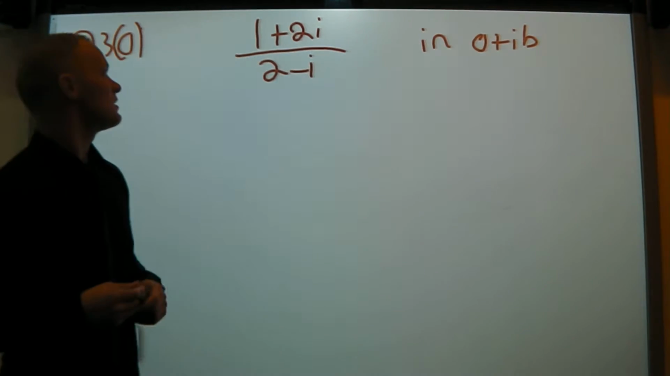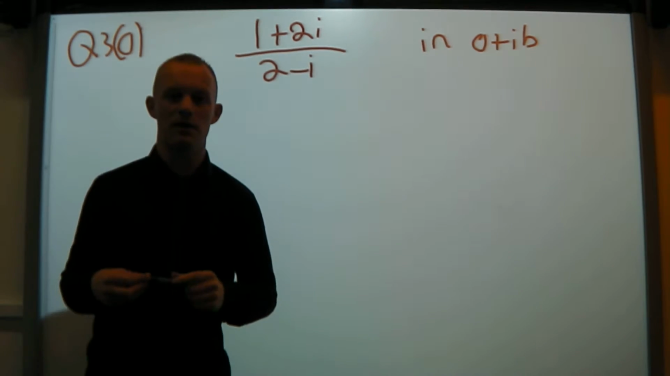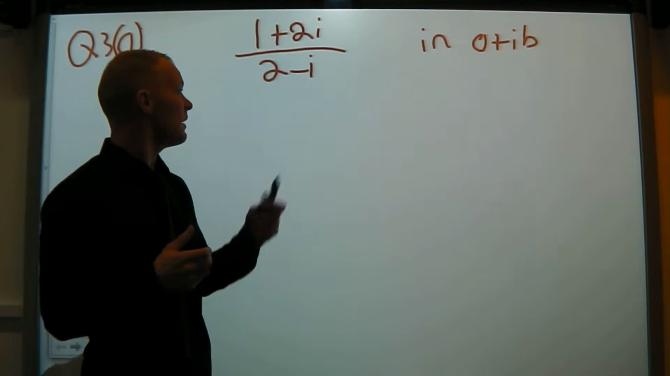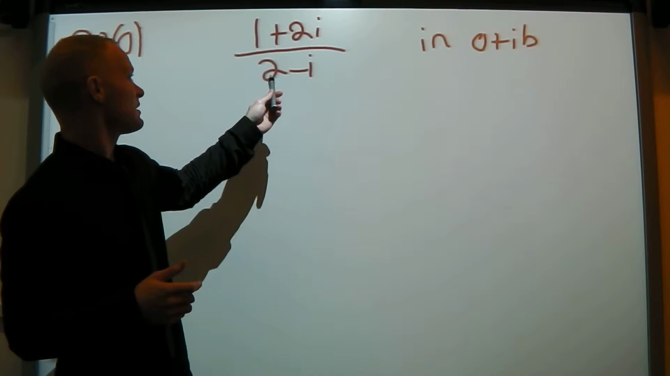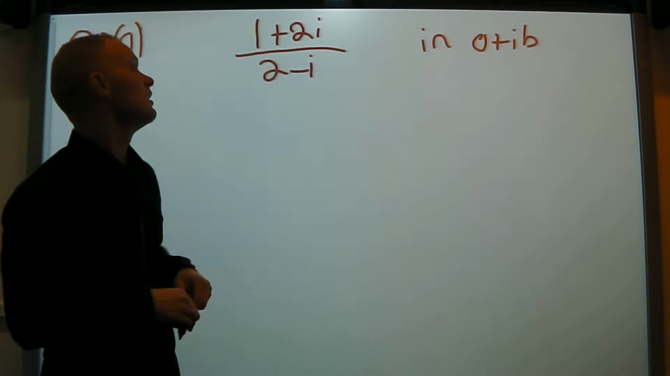Right, to start off with this question here, we have a complex number divided by a complex number. So whenever you have that situation, the best thing to do is multiply above and below by the conjugate of the denominator. That means basically multiply above and below by 2 plus i. So that's what we'll do.